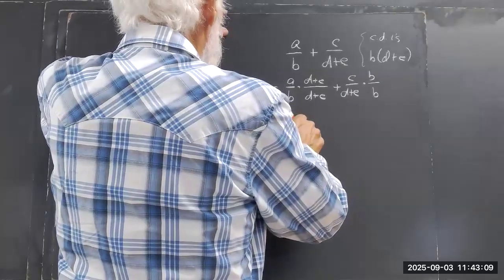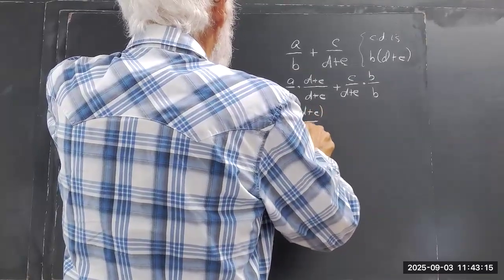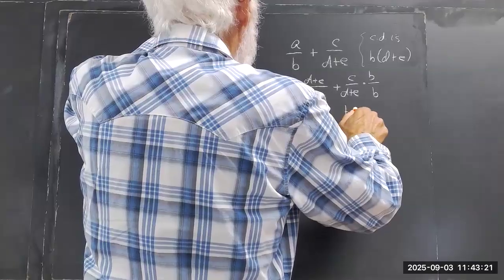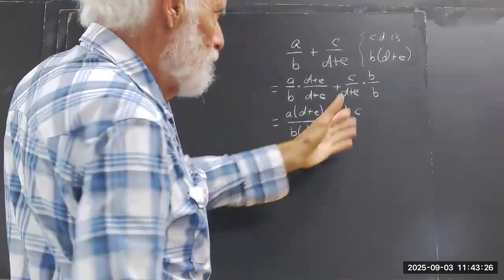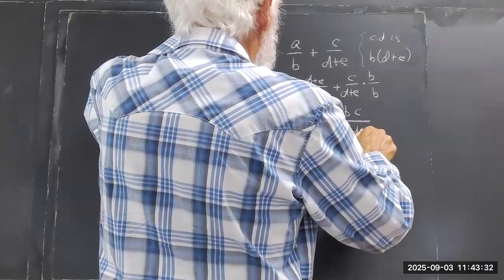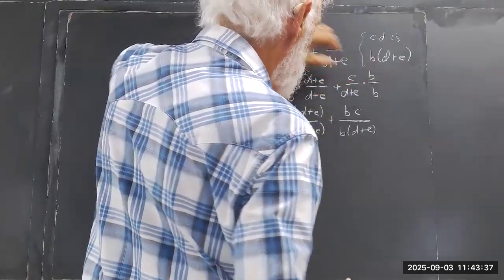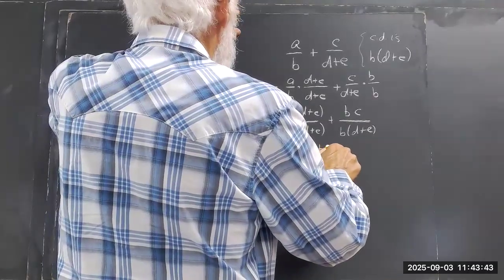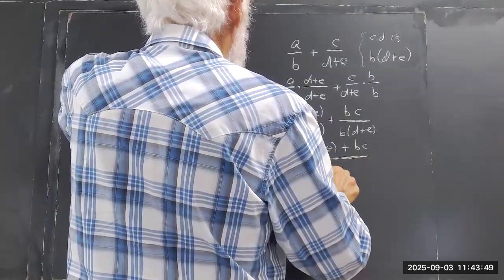And then we say, well, then by the rules of multiplication, that's a times d plus e over b times d plus e, plus, I'll write bc. C times b is the same as b times c. And I'll usually write them alphabetically. And I'm going to put the b out in front here, because again, it doesn't matter in which order you multiply this and this. So that equals a times d plus e plus bc over b times d plus e.